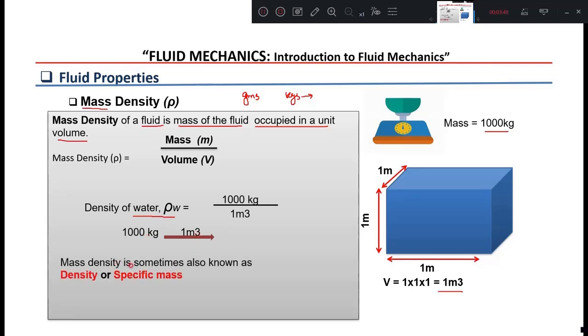So the mass density is sometimes also known as density or specific mass. Its unit is kg per meter cube. So it's the SI unit.